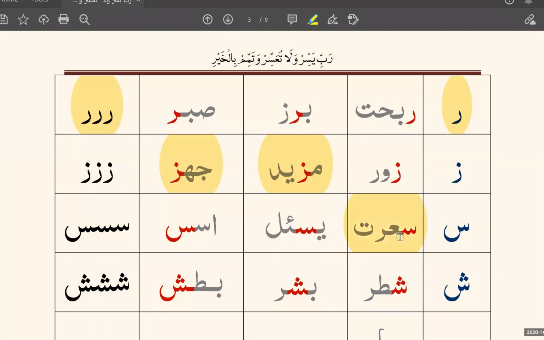Sin, Ain, Ra, Ta, Ya, Sin, Hamza, Lam, Alif. Sin, Sin. Okay, good. So seen can be joined from back and also forward to the next letter as well, to the previous letter and to the next letter, as we can find in these examples.